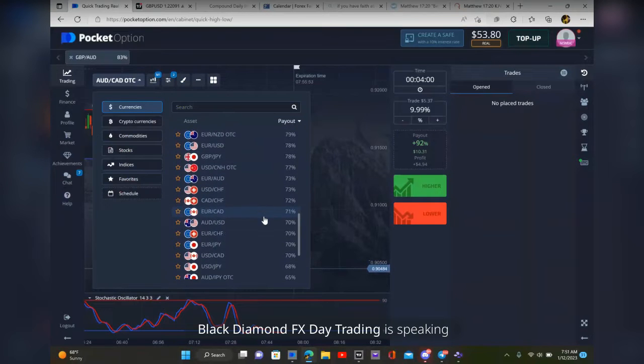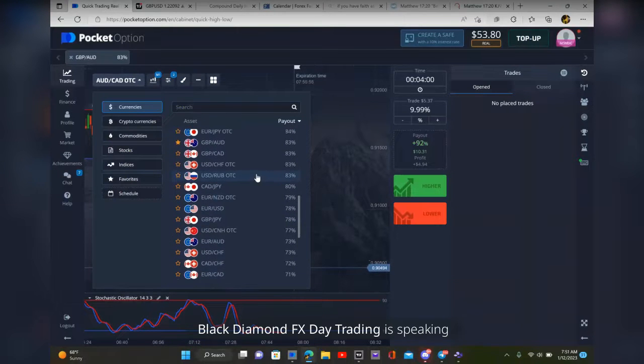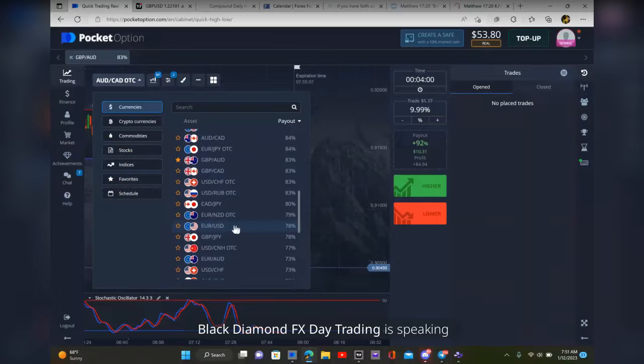That is why, once I started sticking to the regular pairs, not over the counter, not OTC pairs, I'm doing so much better, man. So much better. Hold on one second, y'all.